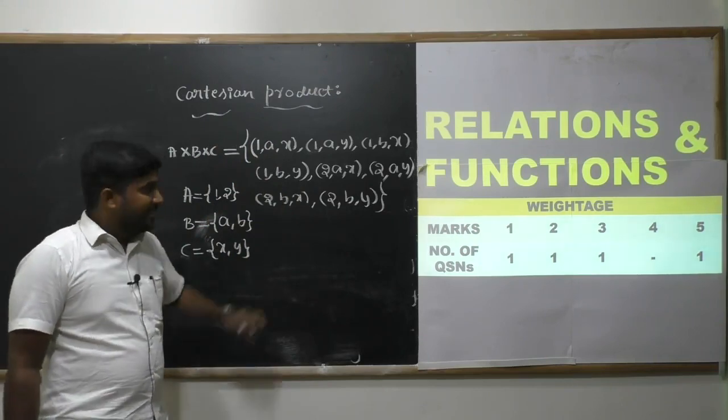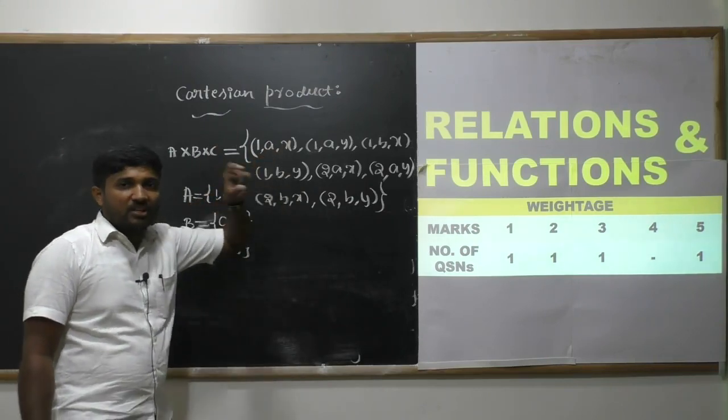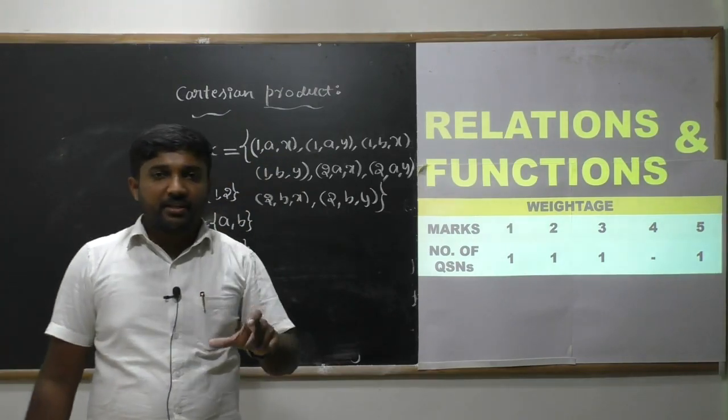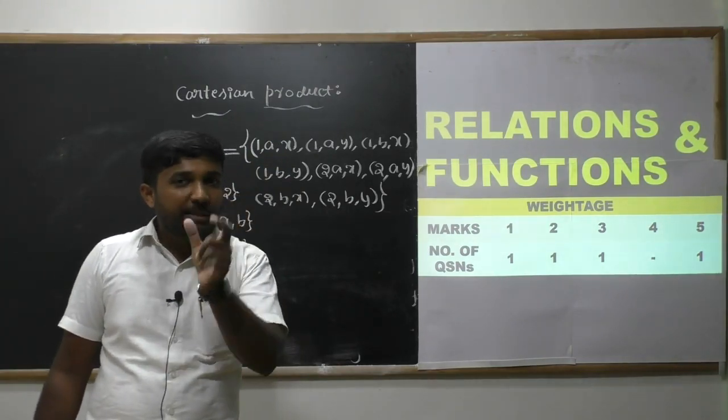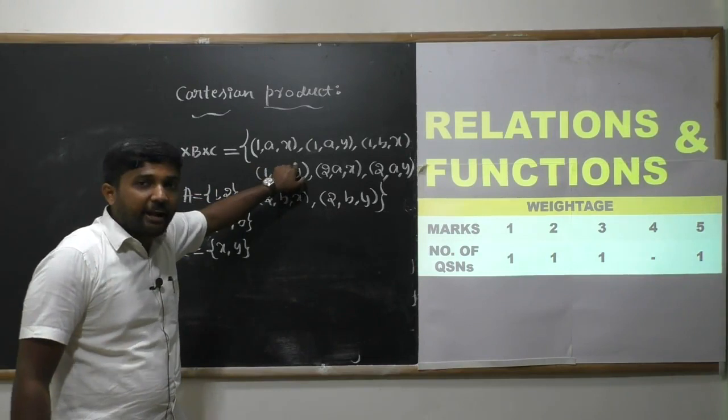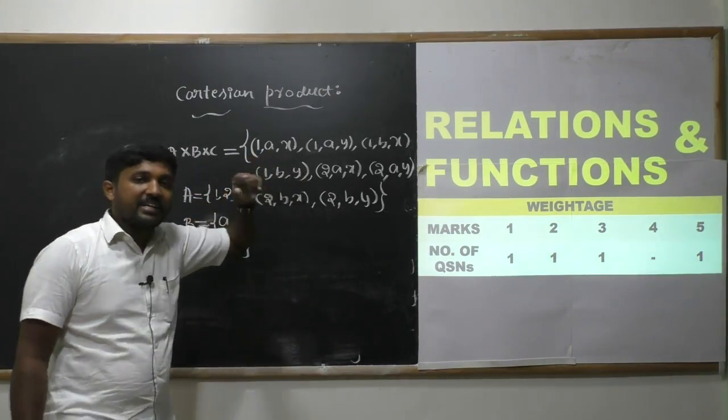Dear students, here each element is called an ordered triplet. Suppose you have only 2 elements, it is an ordered pair, but here 3 elements are there, 3 components. So we call it an ordered triplet.